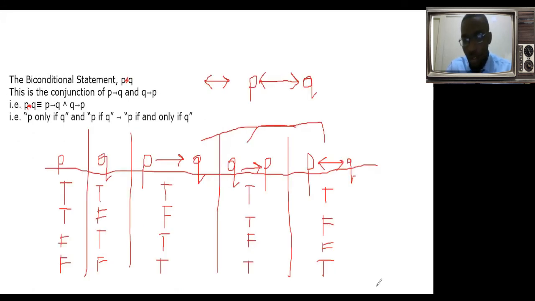Alright, so now we're supposed to look at the negation of this biconditional statement. Let me tell you this: the negation of the biconditional statement, so let's type it. The negation of the biconditional statement is represented this way, the negation of P if and only if Q. That's how we write the negation of the biconditional statement.